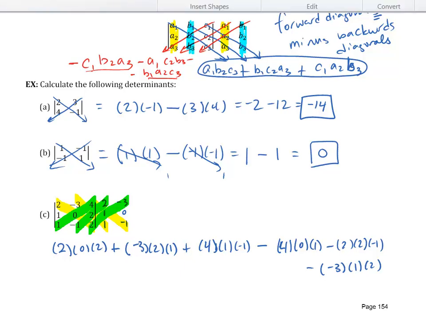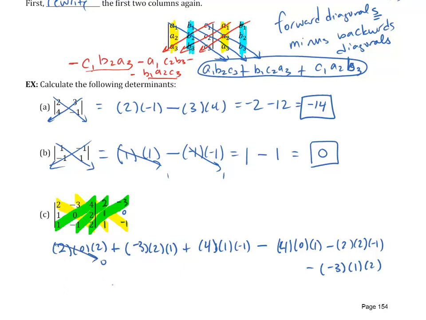Now we do just some arithmetic. That's 0. -3 times 2 times 1 is -6. 4 times 1 times -1 is a -4. 0 here, so that's a 0. 2 times 2 times -1 is 4. A negative and a negative make a positive, so +4. And -3 times 2 is -6, and a minus times a -6 makes a +6. -6 minus 4 is -10, plus 4 is -6, plus 6 is 0. The determinant of that 3x3 matrix was 0.